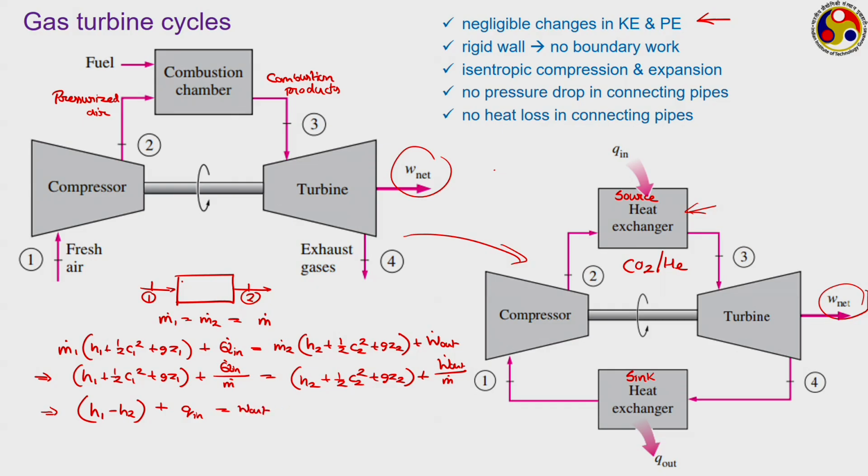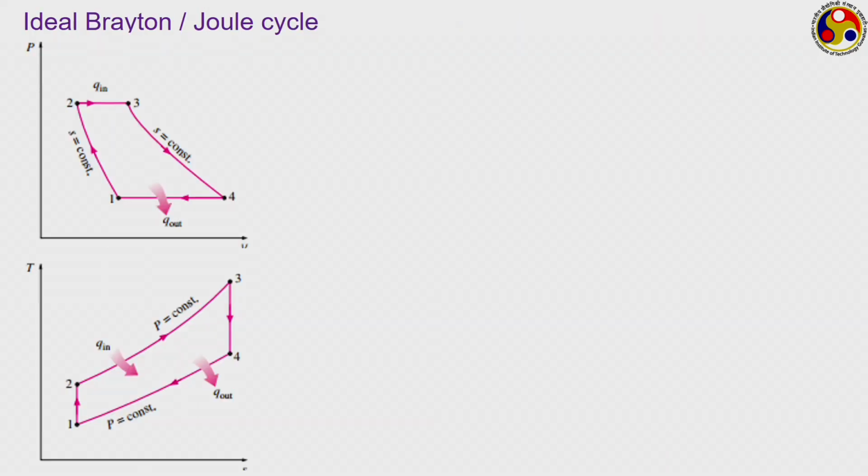Here small q in refers to q dot by m dot and small w refers to w dot by m dot, that is power output per unit mass flow rate. Similarly, small q is rate of heat input per unit mass flow rate. Now, this is the ideal cycle that I am talking about, which is called the Brayton cycle or Joule cycle. Brayton cycle is the most common name and therefore, we shall be sticking to that. Look at the processes. Both PV and TS diagrams are shown. Here 1 to 2 is an isentropic compression process which is being done inside the compressor. Then 2 to 3 is a constant pressure heat addition process.